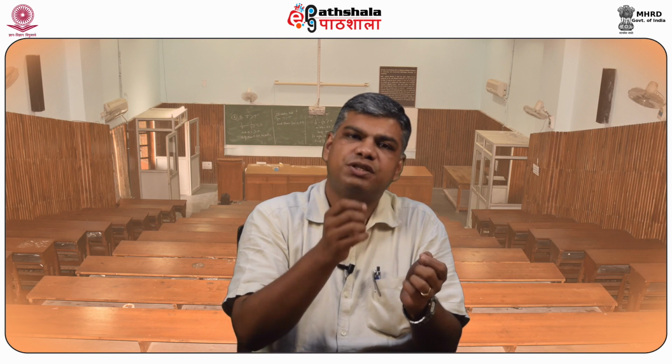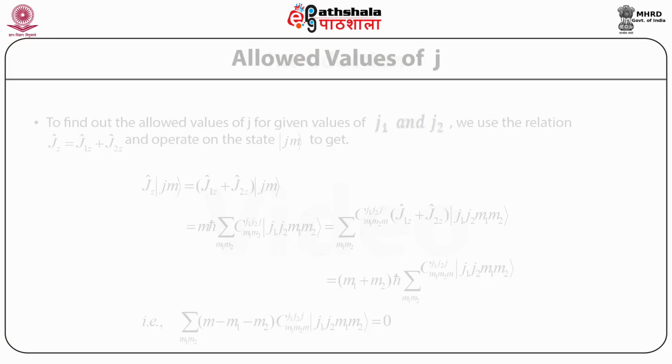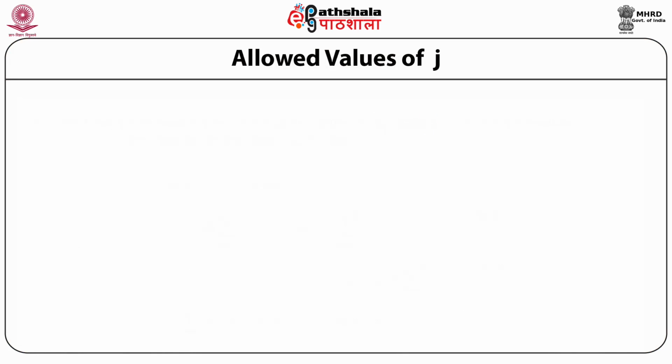And secondly, M, the total magnetic quantum number, is equal to M1 plus M2, where M1 is the magnetic quantum number corresponding to the total angular momentum J1 and M2 is the magnetic quantum number corresponding to the total angular momentum J2. Allowed values of the total angular momentum J.